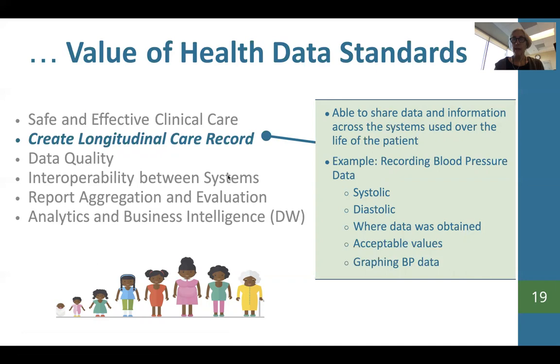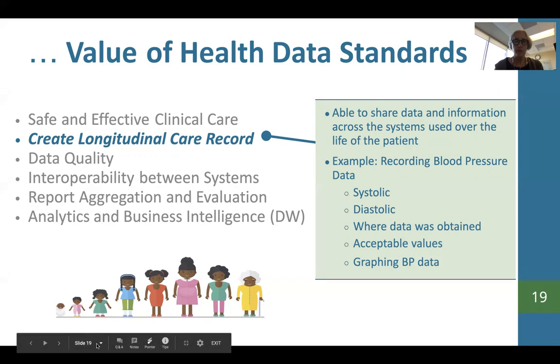What that means is that we can really determine when somebody became hypertensive, what their numbers were when they were hypertensive. There's different classifications of hypertension, and enables us to make sure that we're treating them effectively.